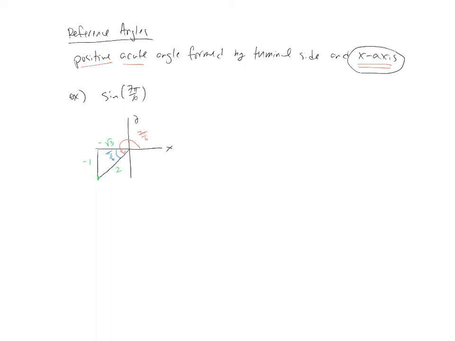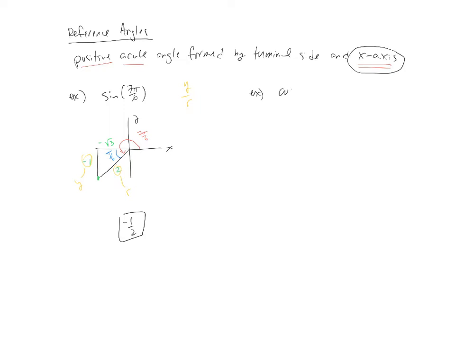Now we also remember that sine is the ratio of y over r, so the y value is the negative 1, the r value is the 2, which means that sine of 7 pi over 6 would be negative 1/2.